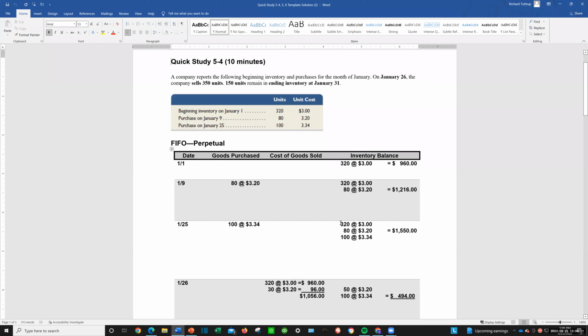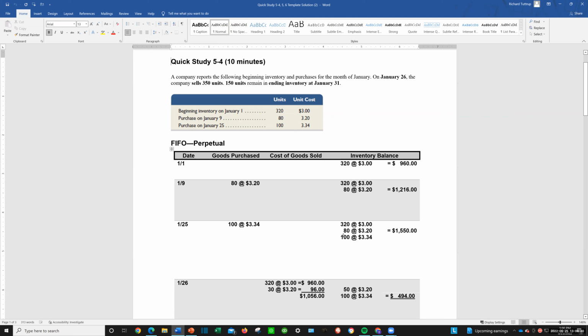And if you notice here, when we use that layer, it's all gone. We use a whole 320, and now we have nothing in inventory. It's gone. But we still need 350, so we need another 30. So of this layer, of this 80 at $3.20, we'll use part of this layer. So we'll use 30 of them. 30 at $3.20 will give us 96. We cost that out. That's going to be 1,056.